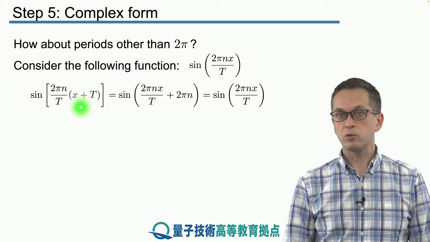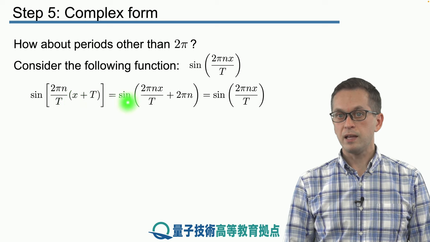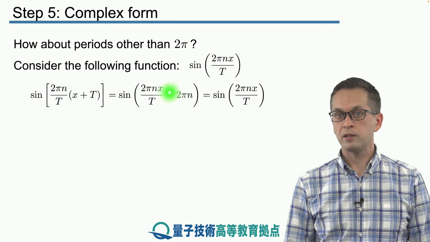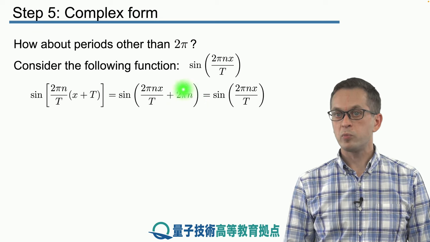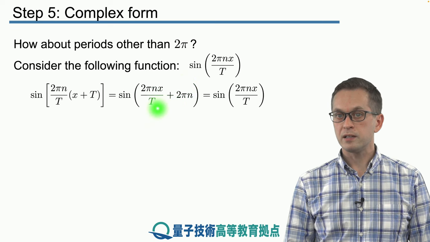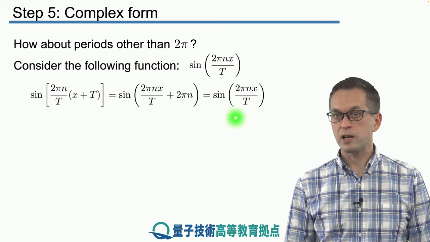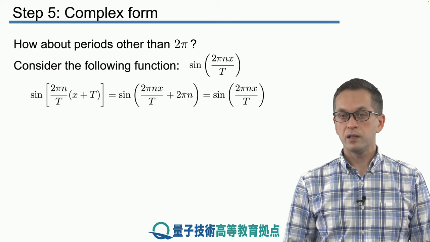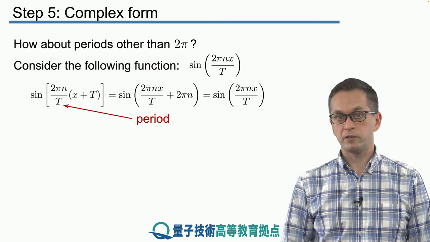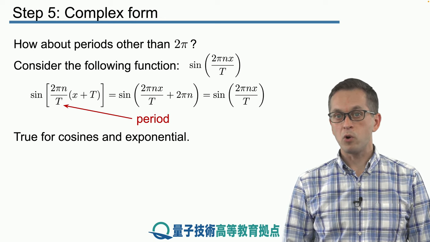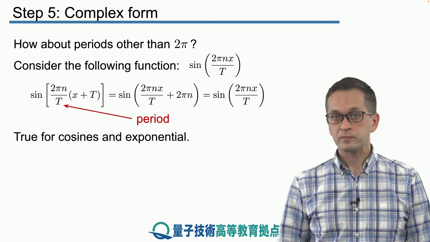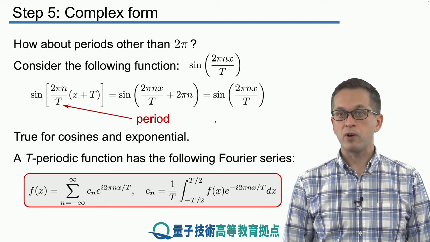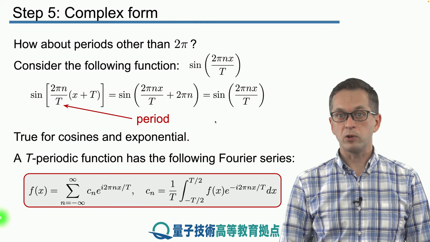If you change x to x plus capital T, then by expanding the parentheses, we get the sine of 2 pi nx over T plus 2 pi n. And we know that the sine is a 2 pi periodic function, therefore we can see that in fact this expression is just equal to sine of 2 pi nx over capital T, meaning that the capital T is really the period. And this applies to cosines and applies to exponentials. So if we don't have a 2 pi periodic function, we don't have to worry. For any period capital T, we can write the Fourier series of that function as follows.